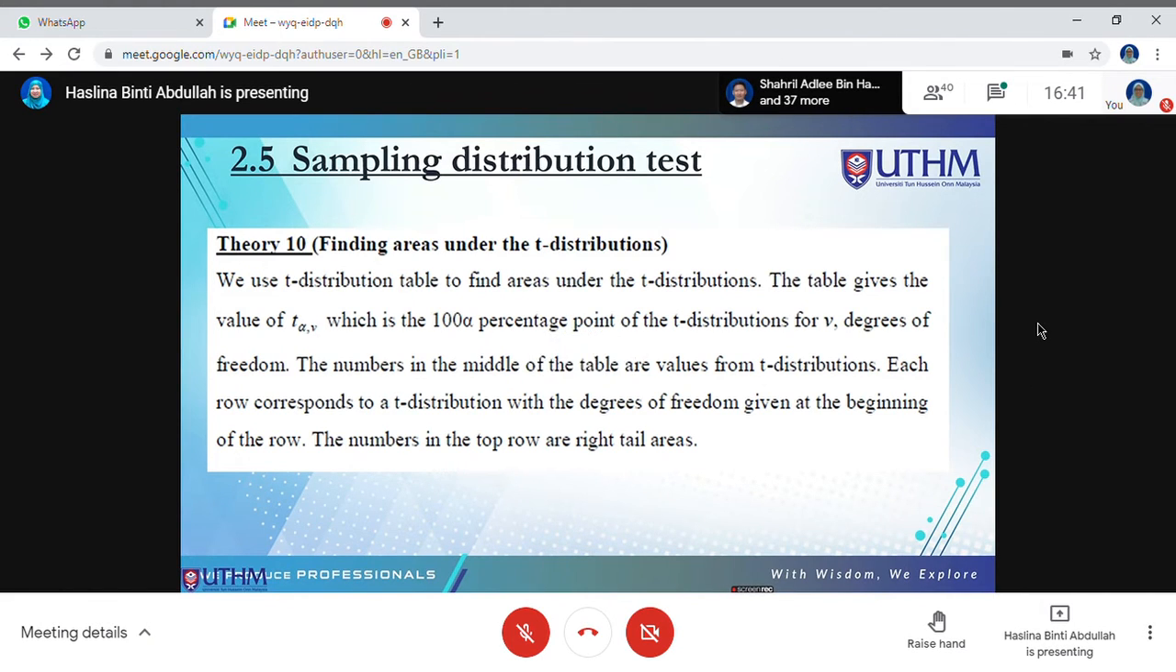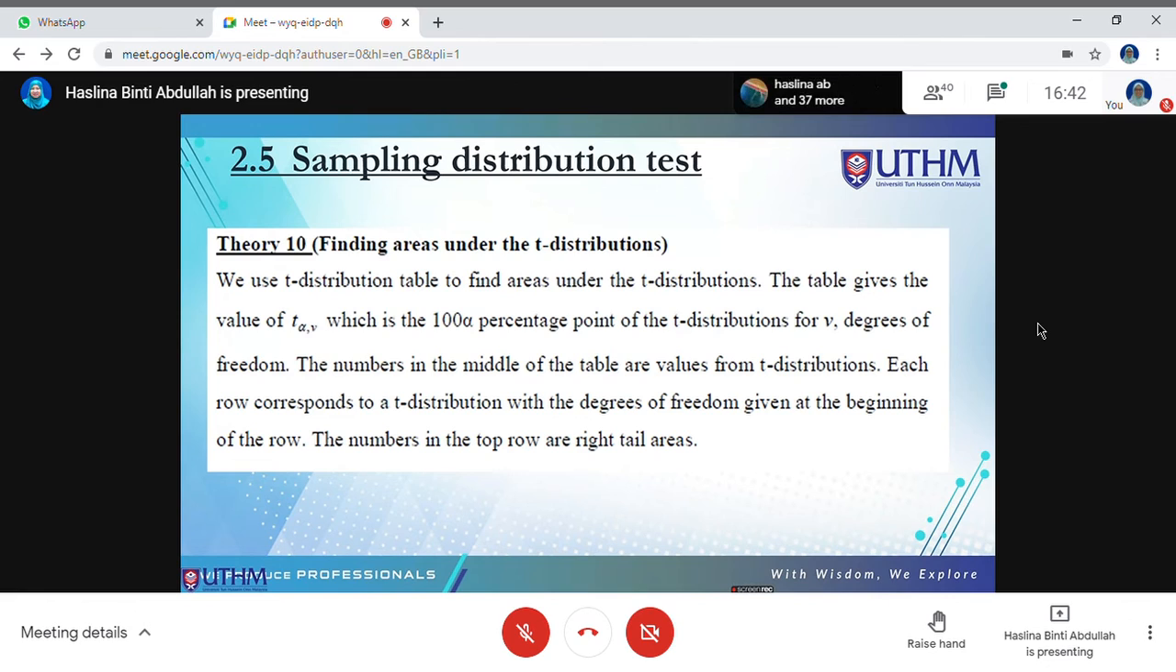While for the F distribution test, it is just for learning. I say that because we have removed some subtopics related to the F distribution test. So just for your knowledge, who knows later if you continue to master's or PhD, you might suddenly use the F distribution test. Okay, we will start with the T distribution test.